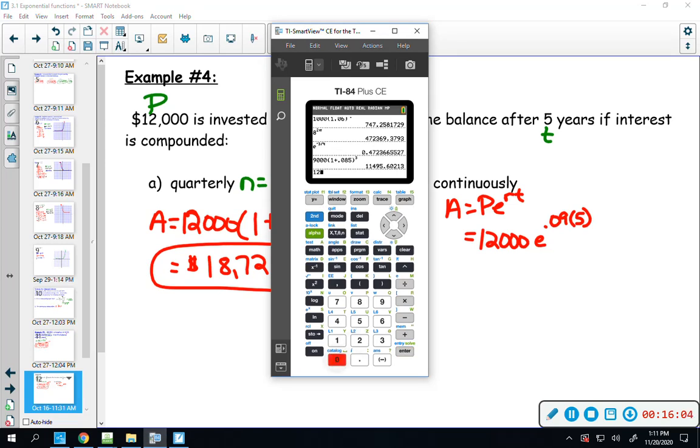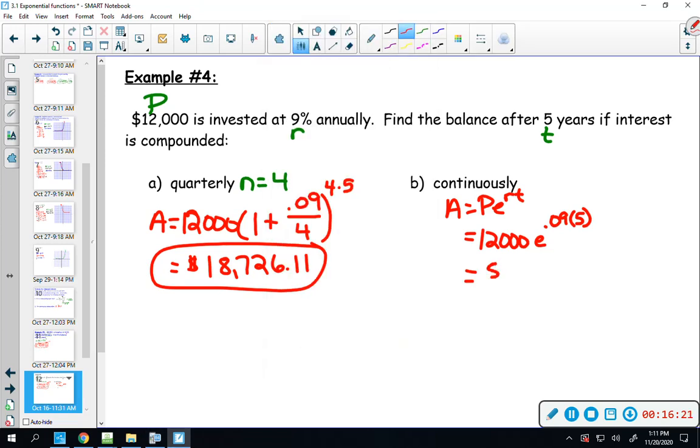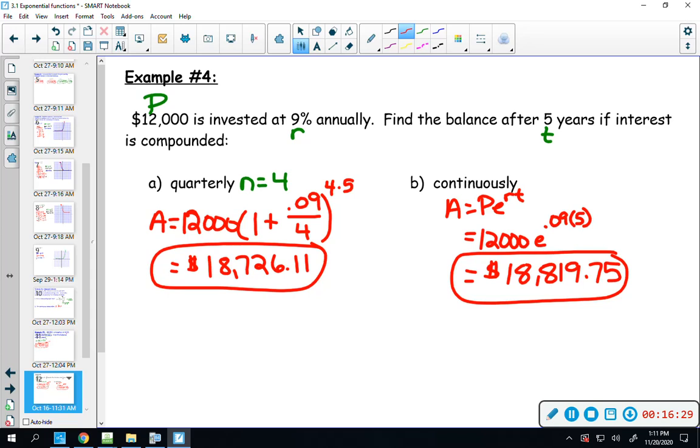Let me show you how to type this one in really quick. 12,000. Remember that is second ln, and then I'm going to raise that just as it says, 0.09 times 5. So $18,819.75. We get a little bit better rate of return here, money-wise, on our compounded continuous. So like I said, you won't have to have the formulas memorized. They'll be provided to you, but just make sure you know what the different variables stand for in them.